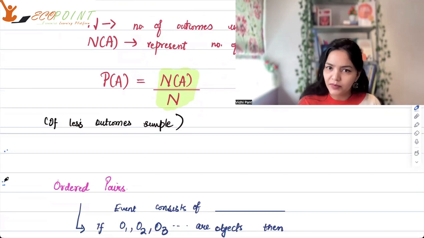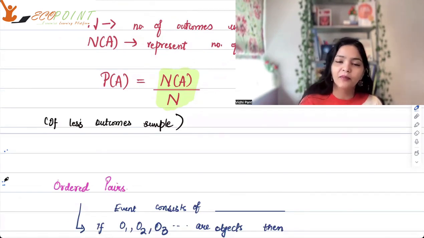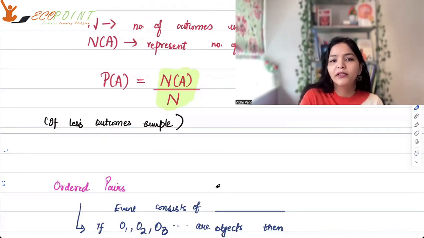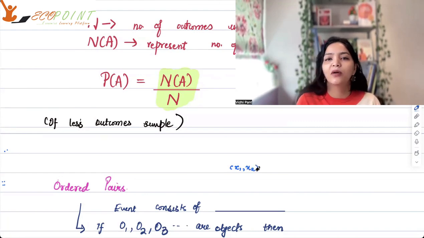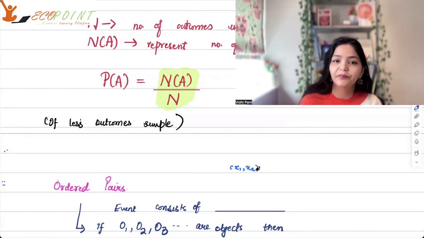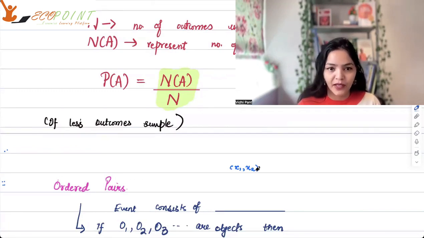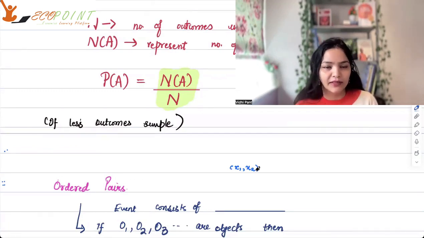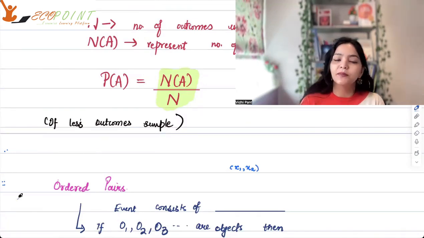So let's take the simplest form possible to begin with, ordered pairs. Now what does ordered pairs mean here? Ordered pairs, we understand in maths, are like x1 comma x2, two tuples, right? x1 comma x2, a comma b, these are all ordered pairs. Now let's understand what this means here. Suppose you can at times have events that consist of ordered pairs as their outcomes, and we need to calculate the number of such possible ordered pairs.